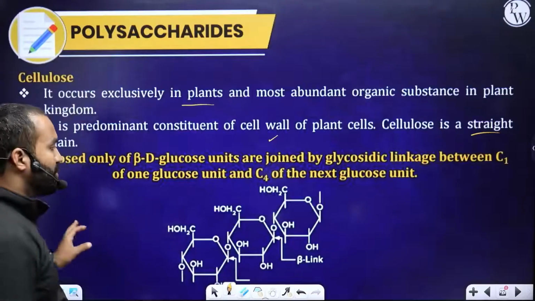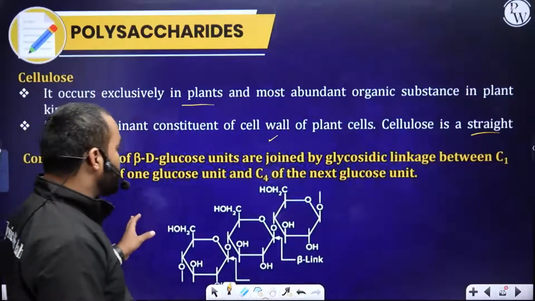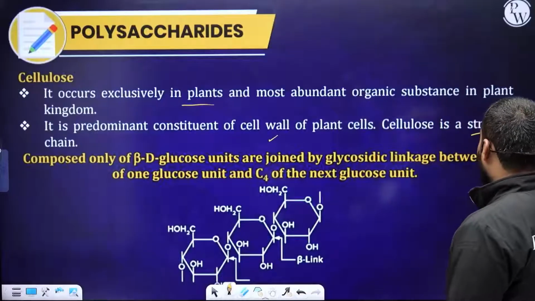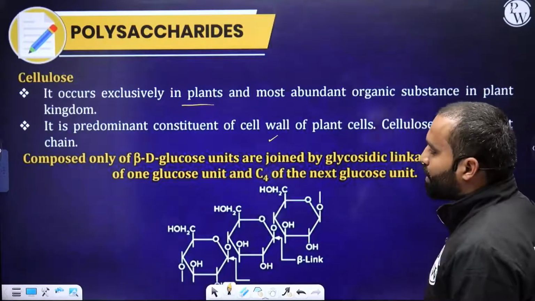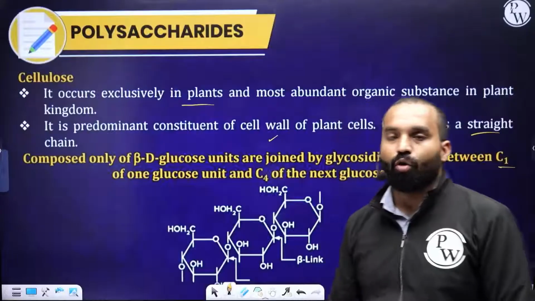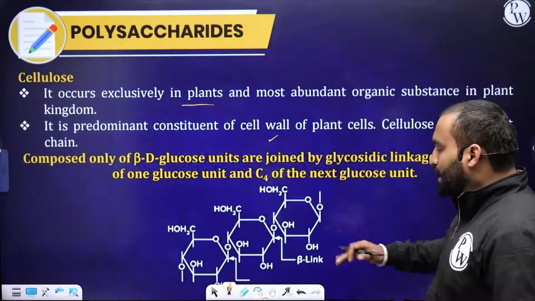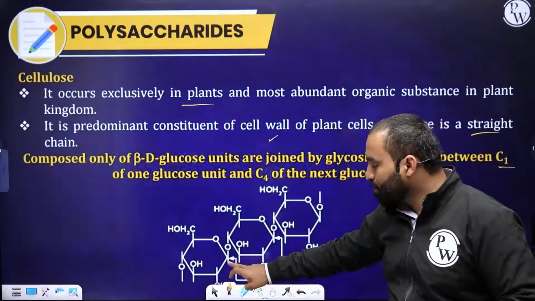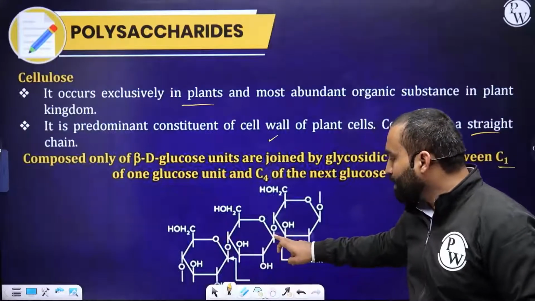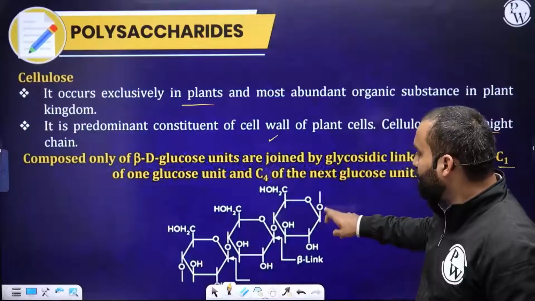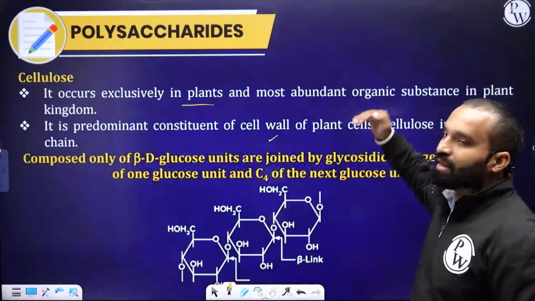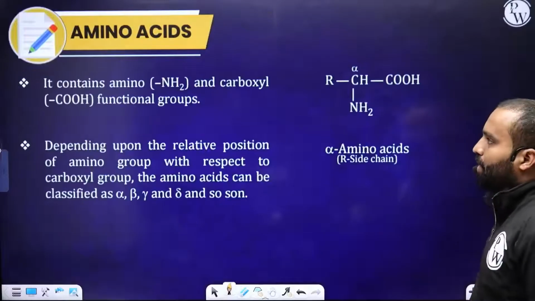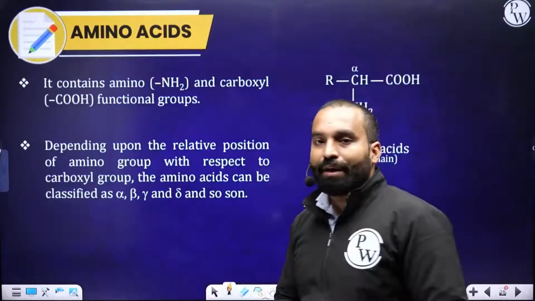What kind of glucose? They can ask you this question. What kind of glucose is in cellulose? It's beta D glucose. And the connection is between carbon number 1 and carbon number 4 of glucose. And it continues and becomes a staircase-like structure. Staircase, because carbon 1, carbon 4, again carbon 1, carbon 4, again carbon 1, carbon 4. Very complex molecule.